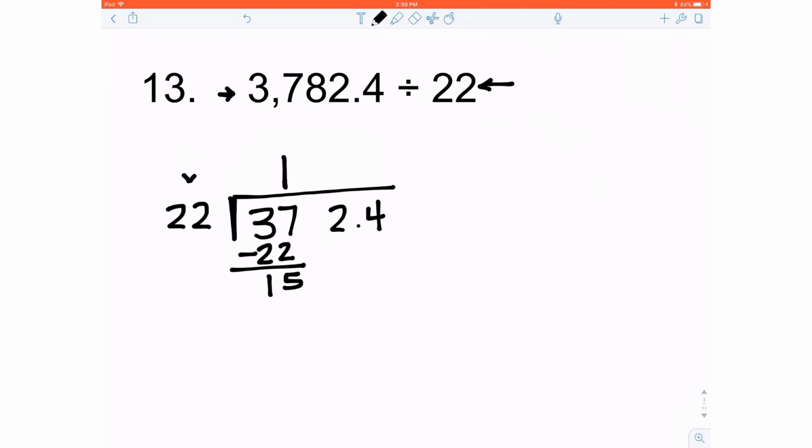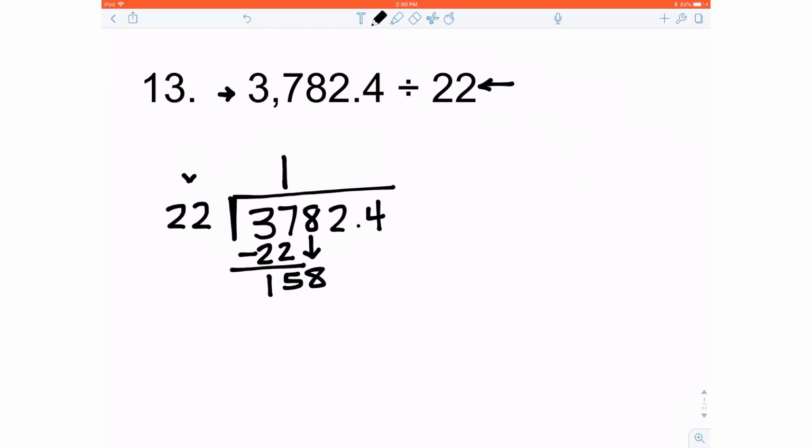Okay, oops, I lost the 8 there. All right, there we go. Now that we've done this, to make sure we did this correctly, we ask ourselves, is this remainder smaller than this? It is smaller, so we can keep going. Now we bring down our 8. We bring down the next number to work with. So 22 goes into 158. Well, definitely more than once, okay?